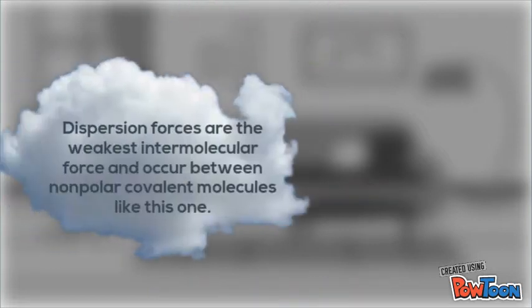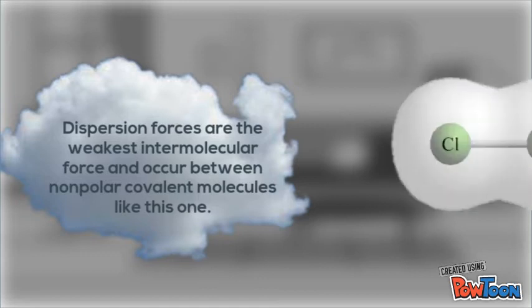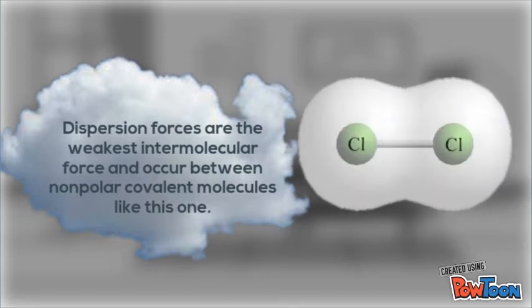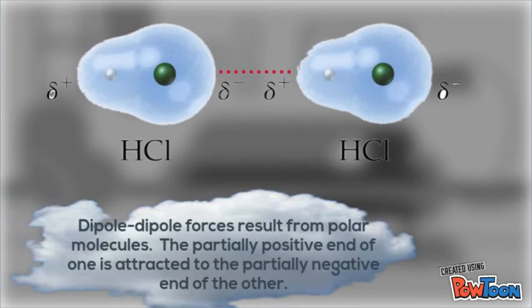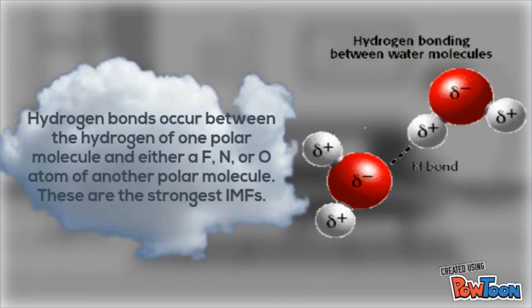Dispersion forces are the weakest intermolecular force and occur between nonpolar covalent molecules like this one. So you can see where the electrons are evenly distributed around the chlorines. Dipole-dipole forces result from polar molecules, and this partially positive end is attracted to the partially negative end of the other. So you can see where the electrons make the chlorine part more negative than the hydrogen part. Hydrogen bonds occur between a hydrogen of one polar molecule and either a fluorine, nitrogen, or oxygen atom of another polar molecule. These are the strongest intermolecular forces, and it's one reason why water is so strong.